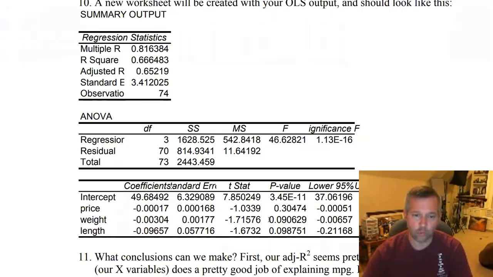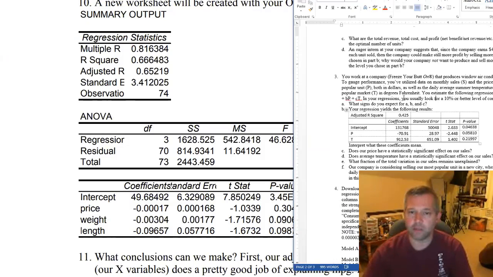So weight and length would be significant at the 10% level because their p-values are both less than 0.1, but they would not be significant at the 5% level because they're both greater than 0.05. I said in your regressions, look for a 10% or better level of confidence. And again, that's for this particular question. There may be other regressions later on that you do that I ask for a 5% level or something like that.